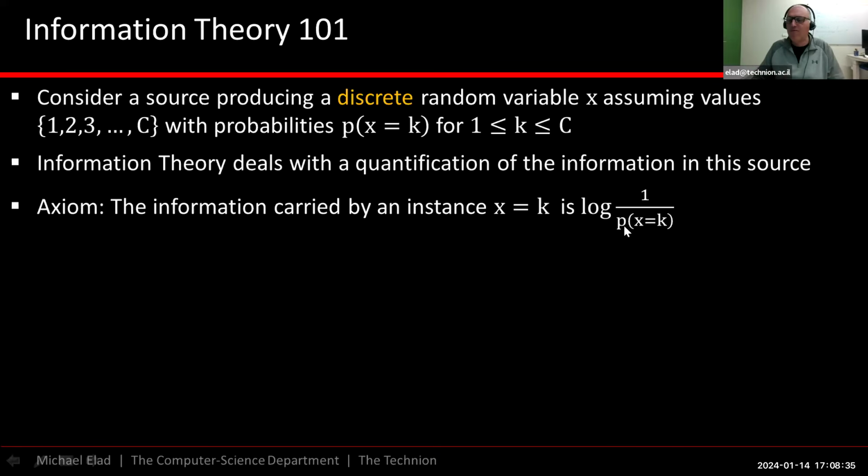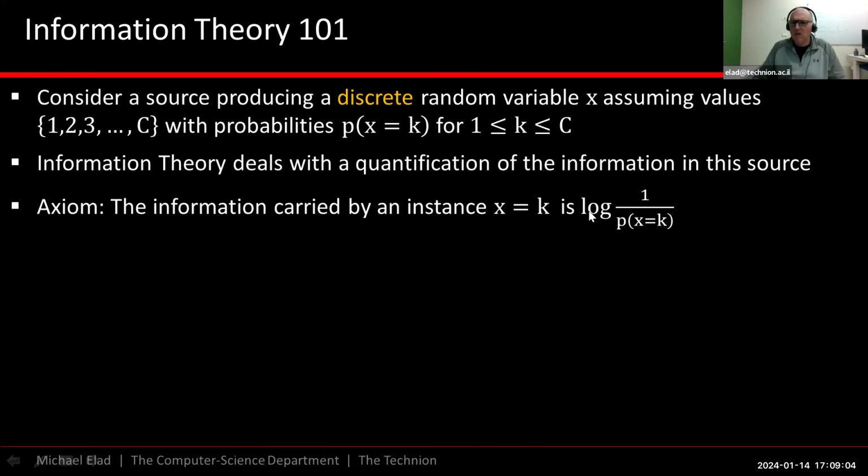0. If on the other hand, the probability is very, very small, something like 0.001, it really means that this is a rare event. So by telling me that X equals K, you gave me a lot of information because something really rare just took place. So the 1 over this probability will be a large number, and log of it will be a large number. And this is the amount of information that is carried by the fact that X equals K.